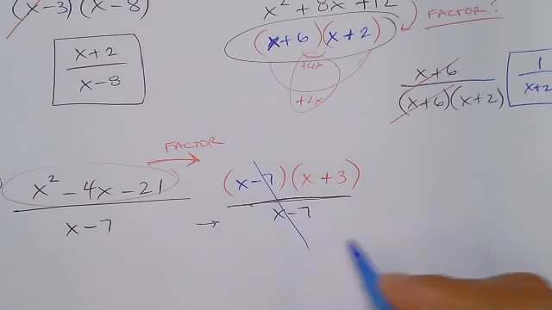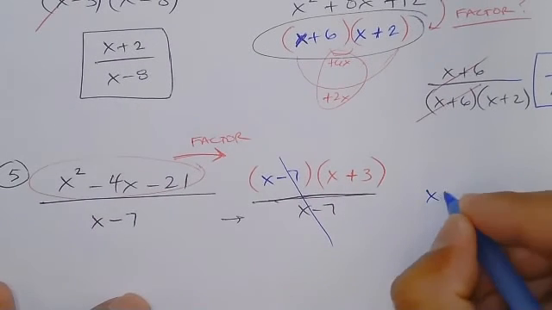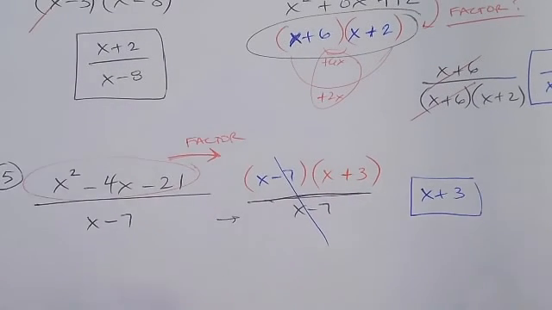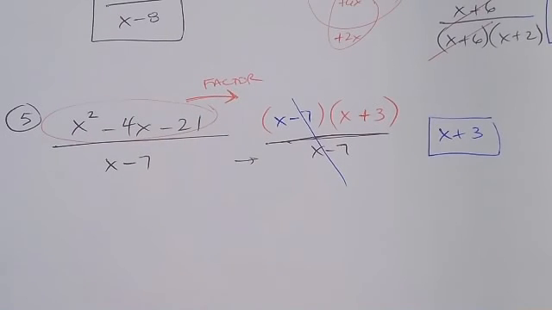And then these divide out, right? You do get x plus 3 over 1. The answer here is just x plus 3.